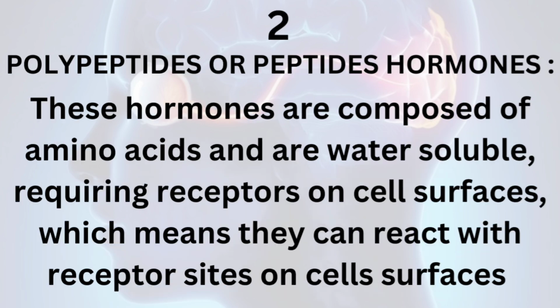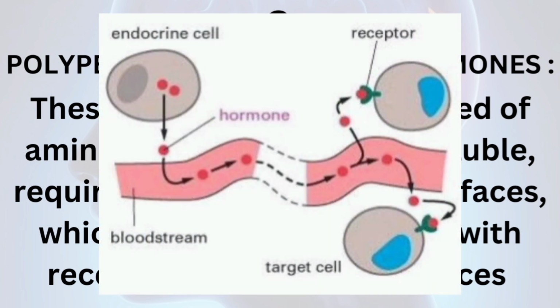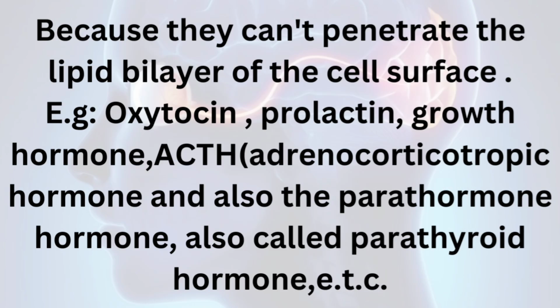Number 2 category of hormones are the polypeptides or peptide hormones. These hormones are composed of amino acids and are water-soluble, requiring receptors on cell surfaces, which means they react with receptor sites on the surfaces of cells, because they can't penetrate the lipid bilayer of the cell surface. Examples are oxytocin, prolactin, growth hormone, ACTH, which is the adrenocorticotropic hormone, and also parathormone, also called parathyroid hormone, etc.